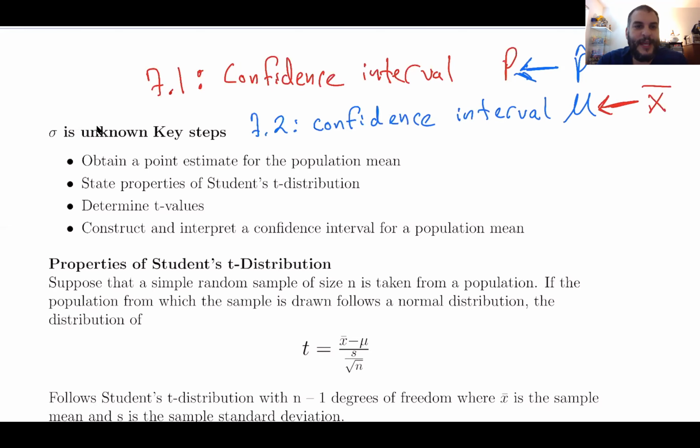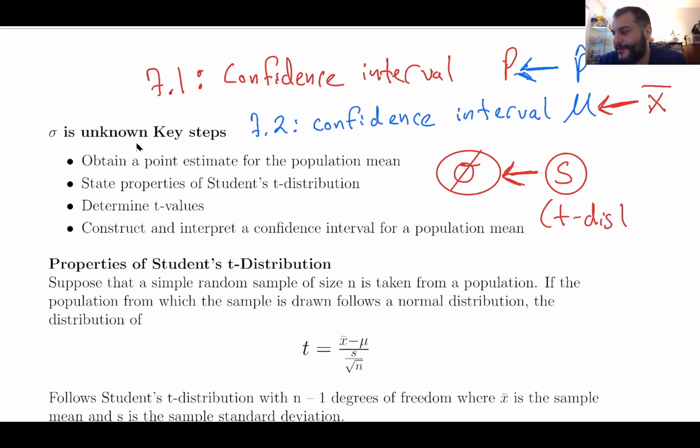And we're going to be doing that when sigma is unknown. When sigma is unknown, that means we don't know the population standard deviation. So we're going to use the sample standard deviation to estimate that. Anytime we're using the sample standard deviation, instead of the z distribution, which we have been using, we're going to be using the t distribution. For all of the problems we're going to work on today, we're going to have the sample standard deviation, not the population standard deviation.